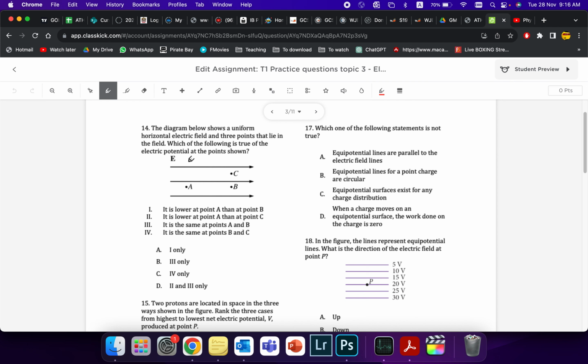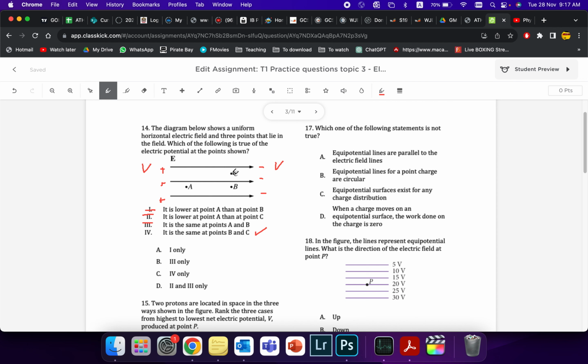So let's find out. We already know from the previous video, it goes from plus to the minus, so that means this is my V and this is my V. If you're comparing the points, A has a higher potential than B and C. So "it is lower at A" is wrong. "Lower at A than C" is wrong. "It is the same at A and C" is wrong. "It is the same at B and C" is correct.